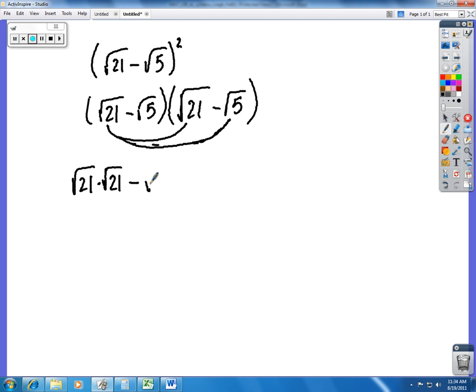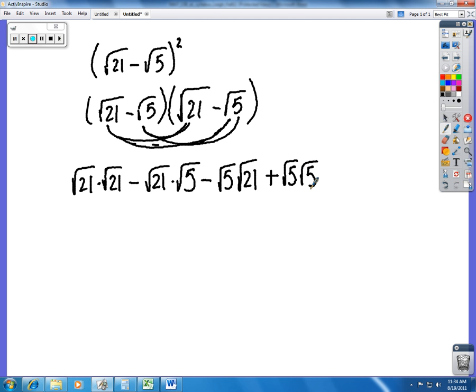So I've got minus the square root of 21 times 5. And then we've got inner, which is this square root of 5 times this square root of 21. So I've got another one of these. I'm going to write them in order just so that there's no confusion. Again, they're negative because we've got a negative here and a positive there, so that makes it negative. And then last, we've got this negative square root of 5 times this negative square root of 5. So two negatives make a positive, so we've got plus the square root of 5 times the square root of 5.